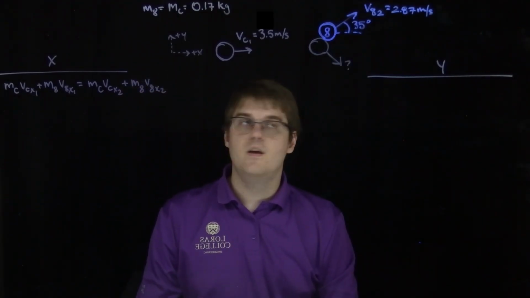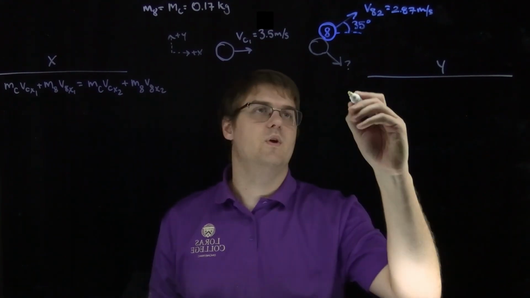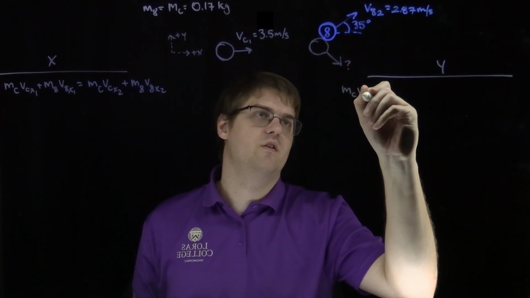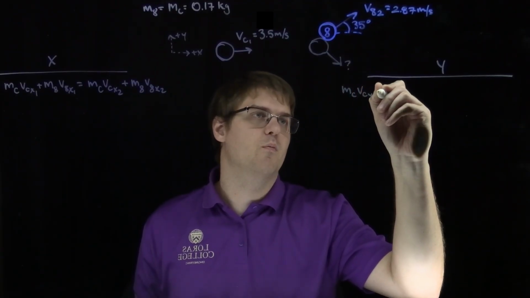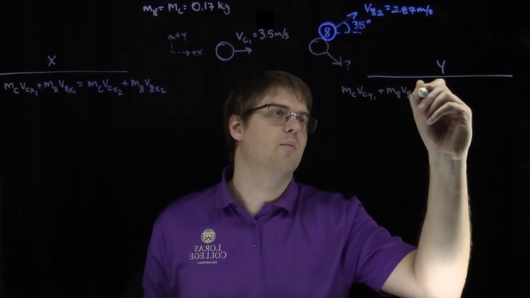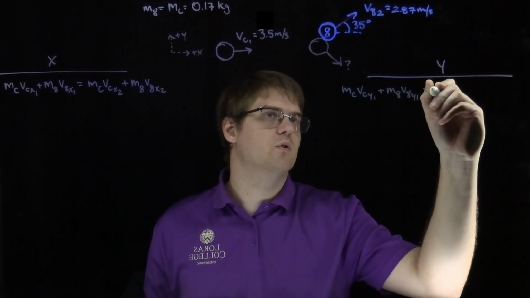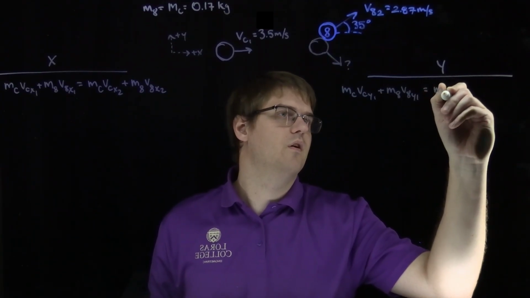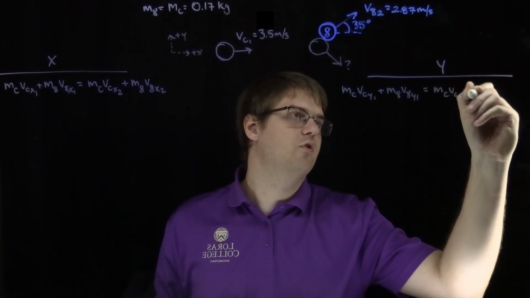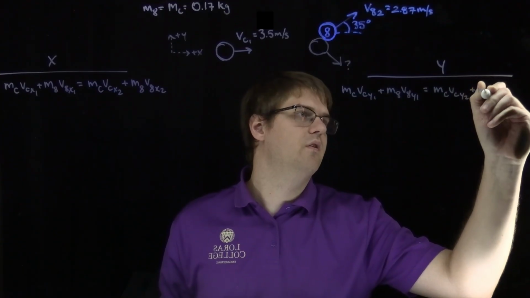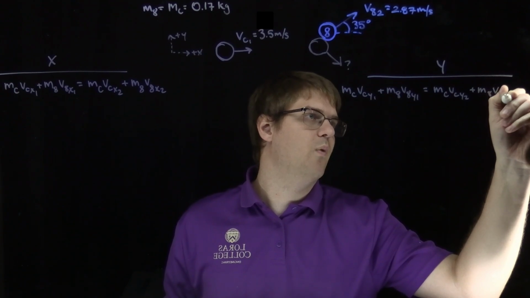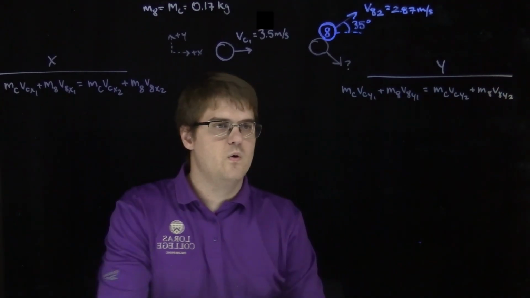In the same way, we can say in the y, we have the mass of the cue ball times the velocity of the cue ball in the y at time 1, plus the mass of the 8-ball times the velocity of the 8-ball in the y at time 1, is going to be equal to the mass of our cue ball times the velocity of our cue ball in the y at time 2, plus the mass of our 8-ball times the velocity of our 8-ball in the y at time 2.